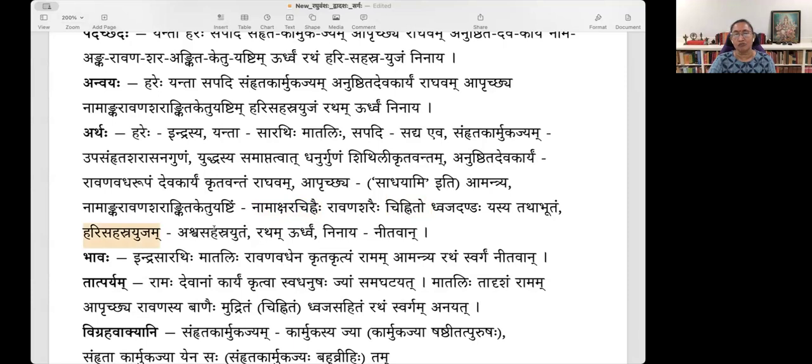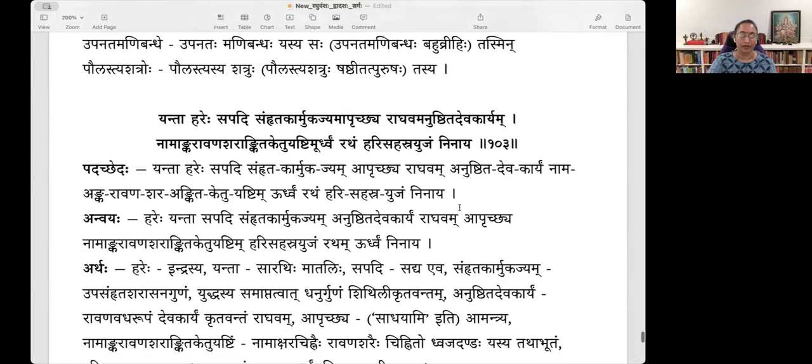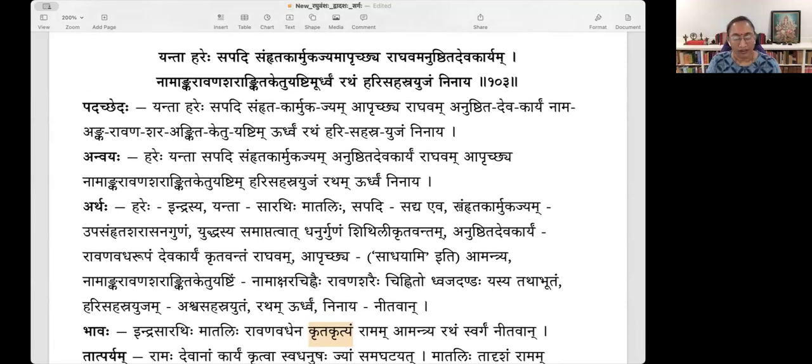Hari Sahasra Yujam. Ashwa Sahasra Yutam Ratham Urdhvam Ninaya Swargam Nitavan. He took it to Swarga. Indra Sarathihi Matalihi Ravana Vadhena Kritakrityam Ramam Amantriya. He took permission from Rama, who was successful because of killing Ravana. Simple idea. Ratham Swargam Nitavan. He took the Ratham to the Swarga. Then you can keep Ratham Kidrisham Asit iti. You can take it separately and write two sentences about how the chariot was. Any doubts? Yanta Hare Sapadi Samhrita Karmukajyam Aprichyaragama Manushthita Devakaryam Namanka Ravana Sharankita Ketu Yashtim Urdhvam Ratham Hari Sahasra Yujam Ninaya.